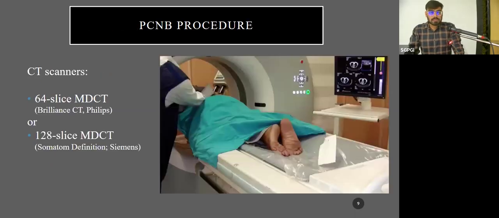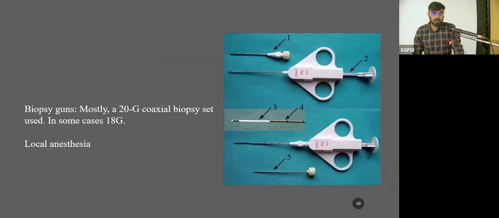All our procedures are done under the 2 CT scanners that we have in our department, that is a 64-slice and a 128-slice multi-detector CT. Mostly we have used a 20 gauge coaxial biopsy needle set, and in some cases an 18 gauge needle is used. All our biopsies are performed under local anesthesia.